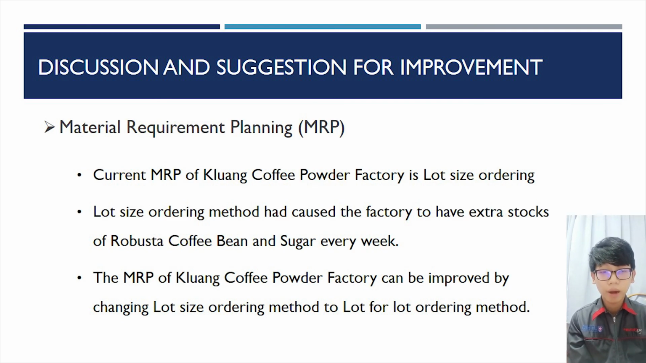Next, apart from the line balancing of production, the material requirement planning (MRP) can also be improved. The current MRP of the KLUANG coffee powder factory uses lot size ordering, but this method can cause the factory to have extra stocks of Robusta coffee bean and sugar every week. So the MRP can be improved by changing the lot size ordering method to the lot for lot ordering method.